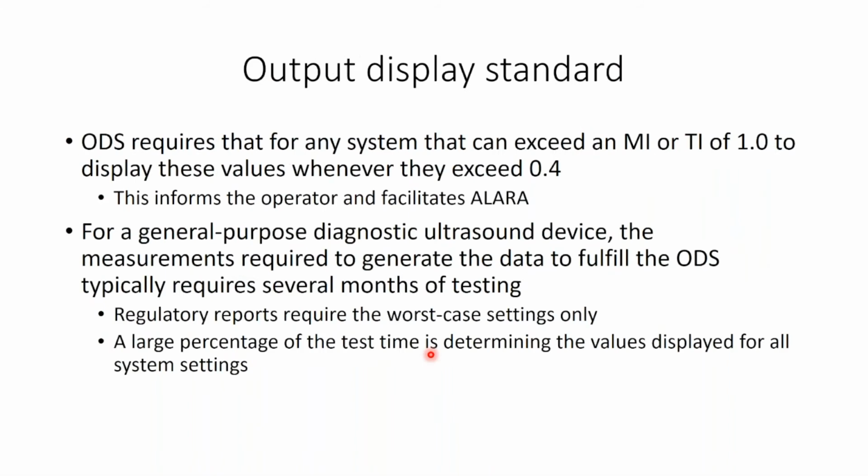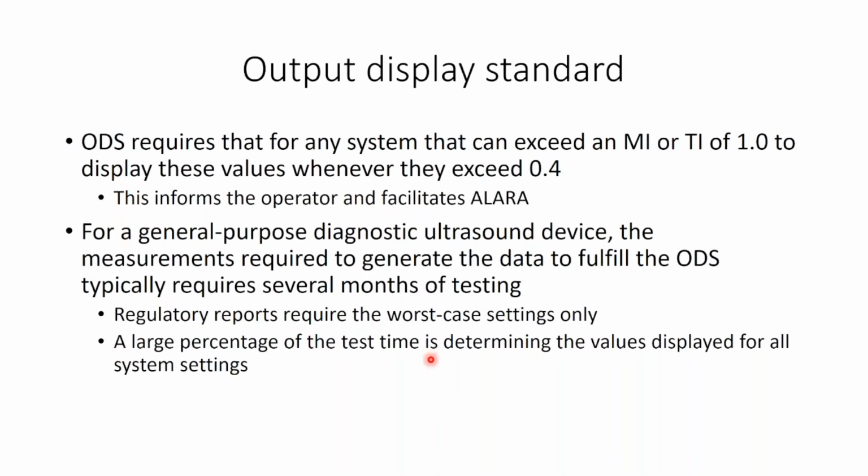Finally, the output display standard requires that any system that can exceed an MI or TI of 1 must display the ODS values for any value that exceeds 0.4. And again, this is so that the operator can apply ALARA, so give as low as reasonably achievable ultrasound radiation or ultrasound transmission to the patient.